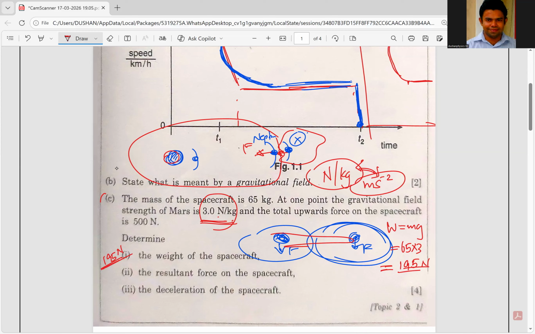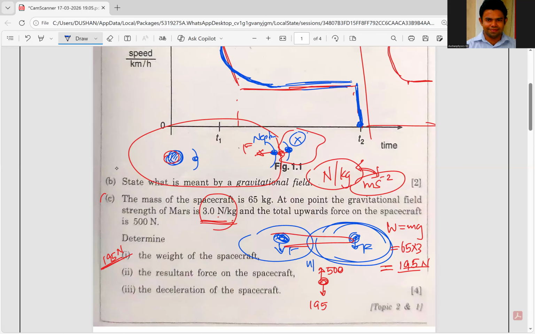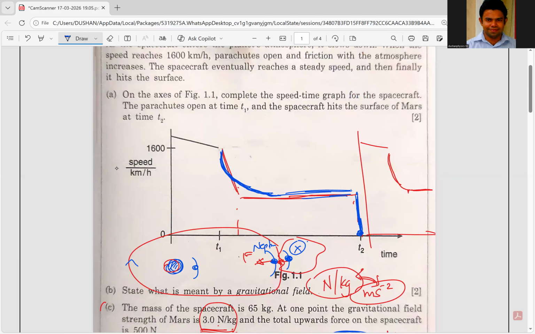Next, the resultant force on the spacecraft. What is the answer there? 305 upwards. Why do you say that? The total upward force is 500. Very good. The weight is acting downward, 195, but the question says the total upward force is 500 newtons. Now you can see two forces acting in different directions, so you have to get the difference. There is a bigger force acting upward. What is the answer? 305 newtons upward. Student, am I clear?